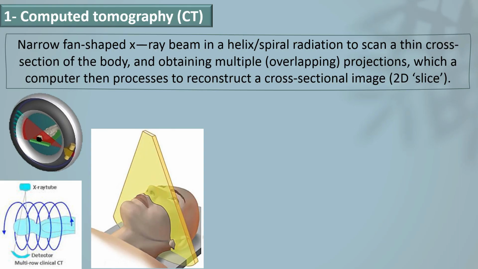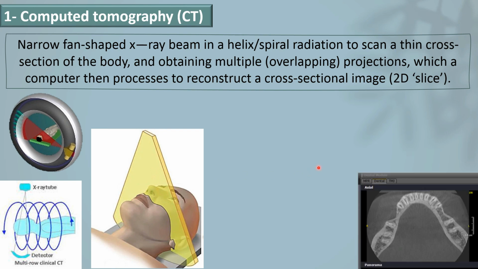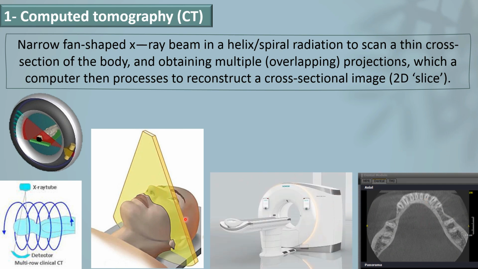Number 1. Computed tomography or CT. This type of imaging technique uses an X-ray beam that is emitted out of the machine in the form of a fan-shaped X-ray beam. This beam moves around the patient in a helical or spiral movement, and it scans sections of the body. The images that are scanned using that beam should overlap, so the successive layers should partially overlap so that the computer can reconstruct them into a cross-section image or a 2D slice. And this is the shape of the machine. It is quite similar to that of the MRI as well.